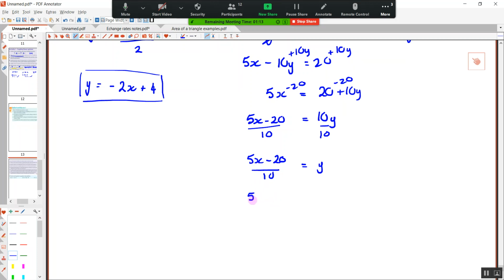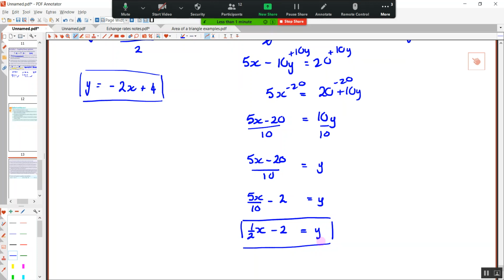So for instance, 5x divided by 10, 20 divided by 10 is 2, yeah? What about the 5x divided by 10? What would you change that to? Yeah, 0.5x or half an x. Half an x minus 2 is y. Just before we finish, does it matter that the y is on the right-hand side, not the left-hand side? No, it doesn't, because that equal sign just means both sides are equal.